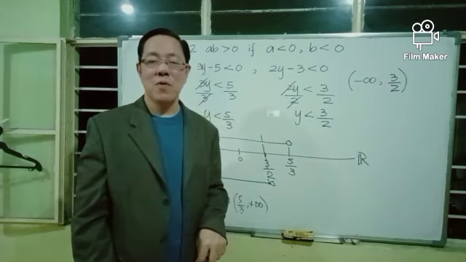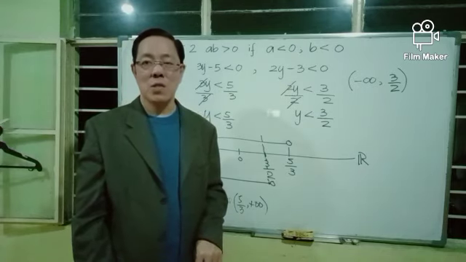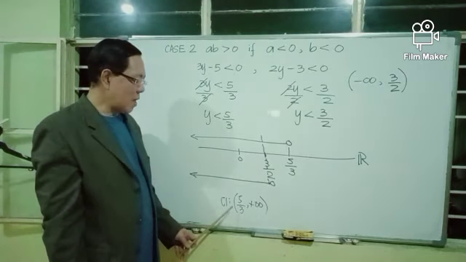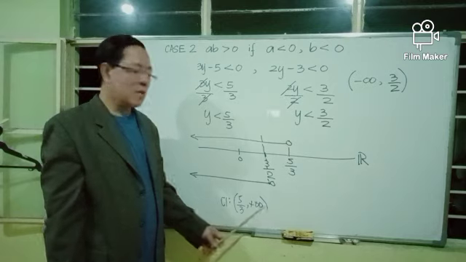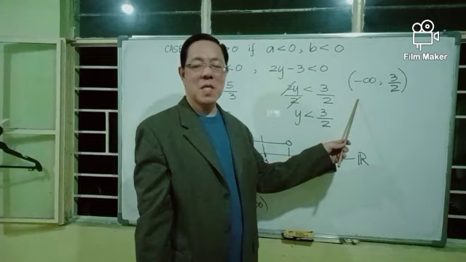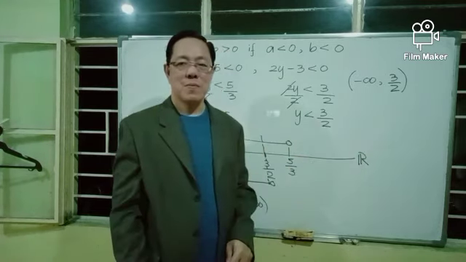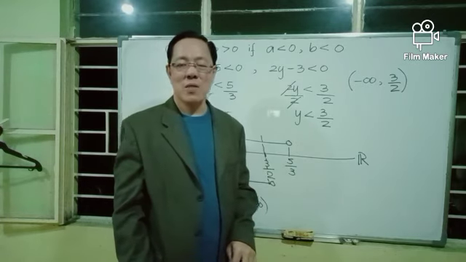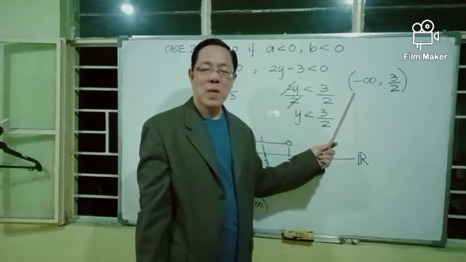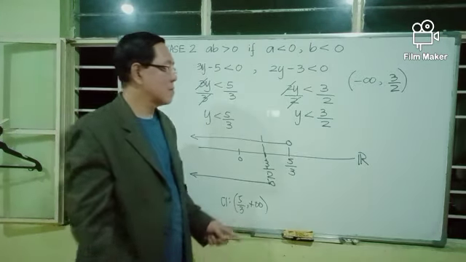The final solution for the given quadratic inequality is now the union of the solutions of case 1, which is given by this open interval 5 over 3 to positive infinity, and the solution of case 2, given by this open interval negative infinity to 3 over 2. But it is customary to always start from the left. Hence, we start with the solution of case 2 and we take its union with the solution of case 1.